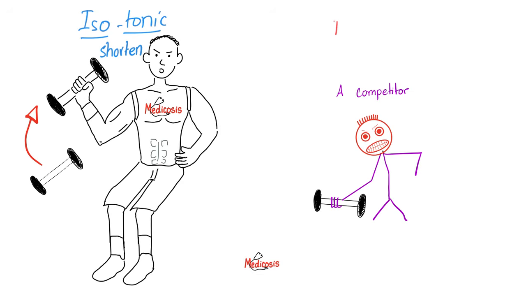My competitor cannot lift up the dumbbell. He's experiencing isometric contraction. What does iso mean? The same. Metric, length. The length of his muscle did not shorten because he could not lift it up. However, the tone of his muscle is increasing. His muscle is getting more tense, but he couldn't get it up.